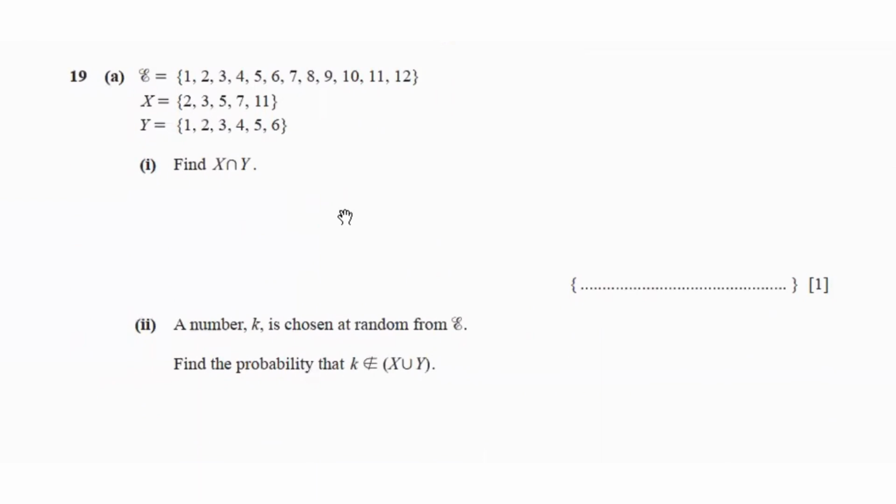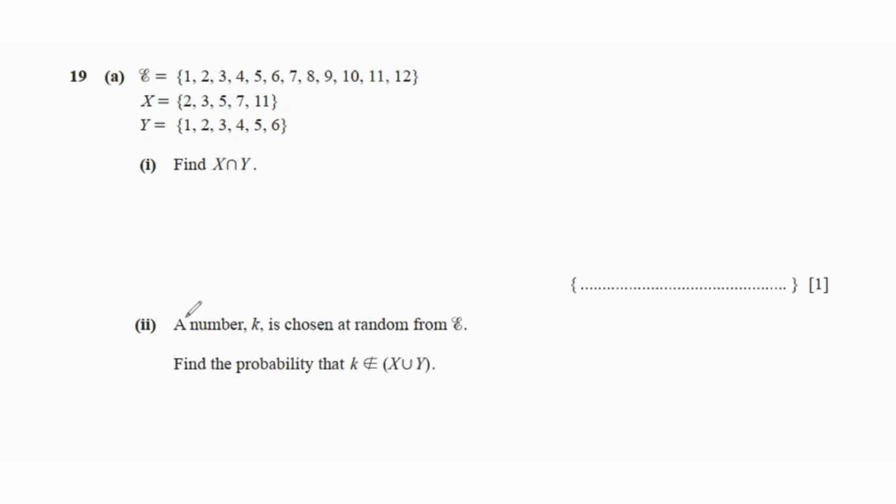Question 19 says we have a universal set which has numbers 1 to 12. The set X has numbers 2, 3, 5, 7, and 11. And Y has 1, 2, 3, 4, 5, 6. The first question says find the intersection of X and Y.